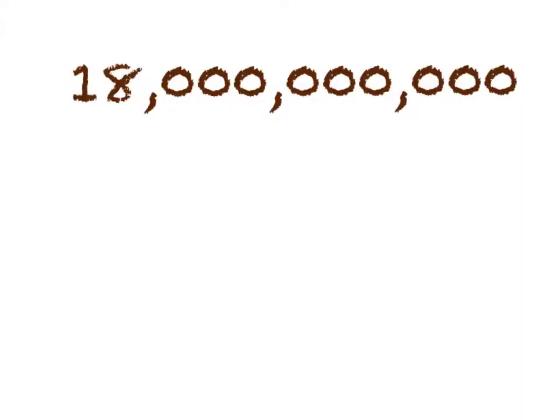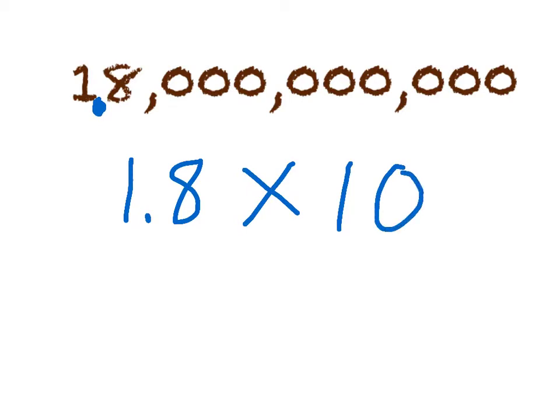Let's take this number for example, 18 billion. If we didn't have so many zeros, it'd be even harder to work with, but let's rewrite it in scientific notation. So we take 18, we want our decimal point right there. So we're going to end up with 1.8 times 10 to the power of 1, 2, 3, 4, 5, 6, 7, 8, 9, 10 to the power of 10.